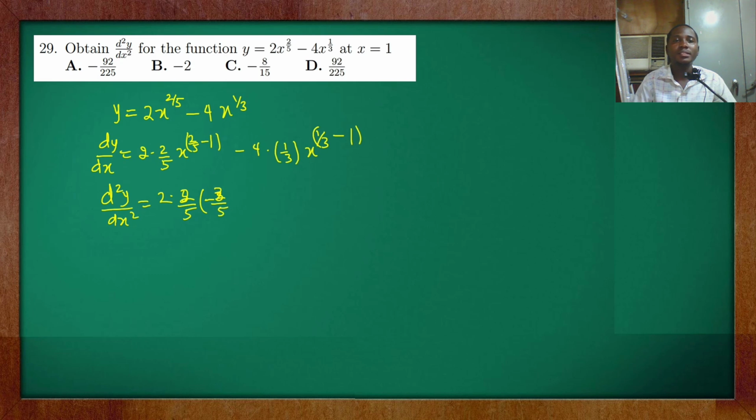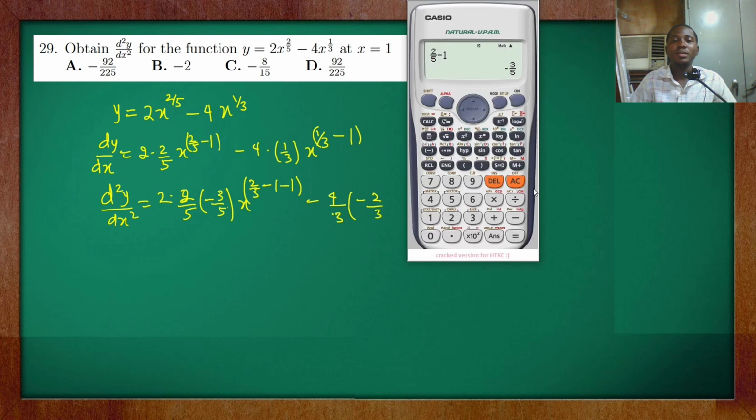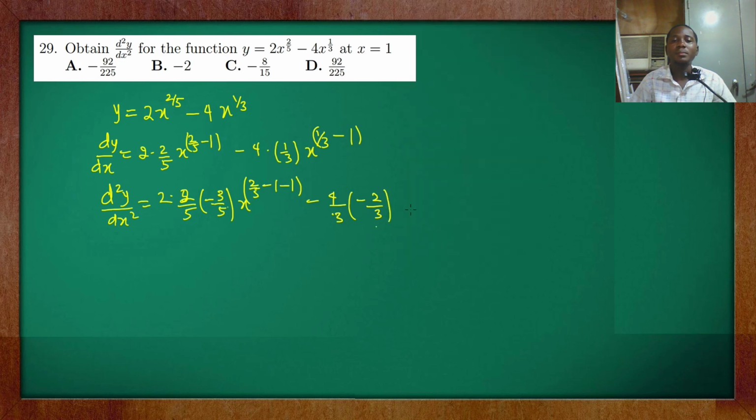Okay, so let me write it out well. Minus 3 over 5, then multiplied by x raised to the power of 2 over 5 minus 1, then minus 1. Then minus 4 over 3 multiplied by, this should give us minus 2 over 3. Yes, minus 2 over 3. If you don't believe me, let's confirm it with a calculator. 1 over 3 minus 1, that's minus 2 over 3. All right, so minus 2 over 3, then x raised to the power of 1 over 3 minus 1 minus 1.